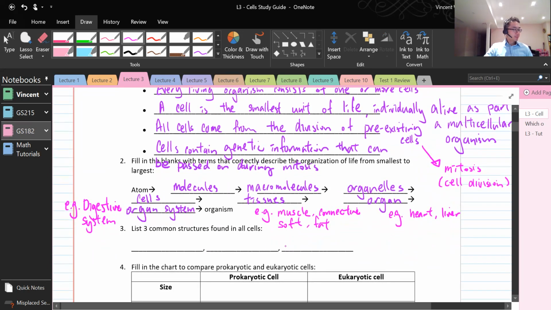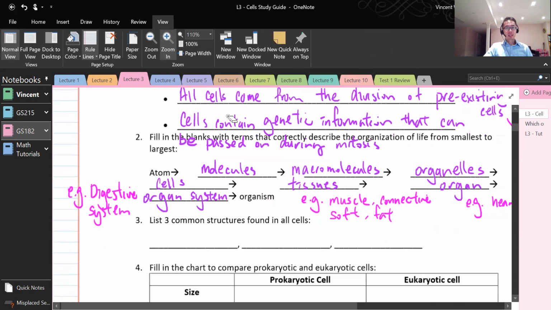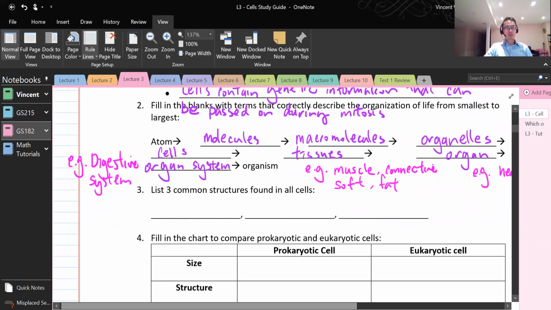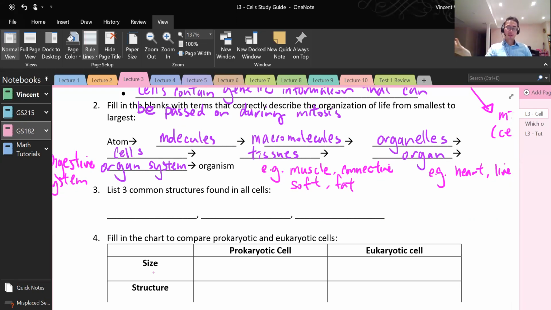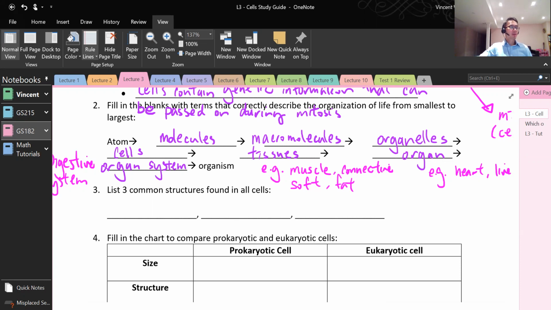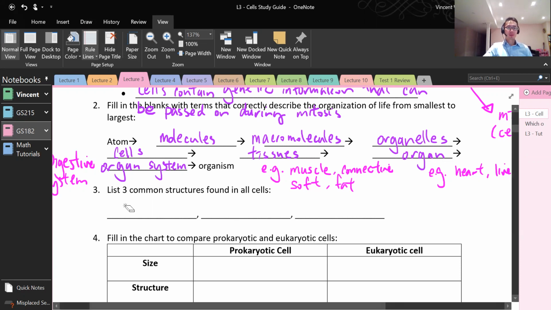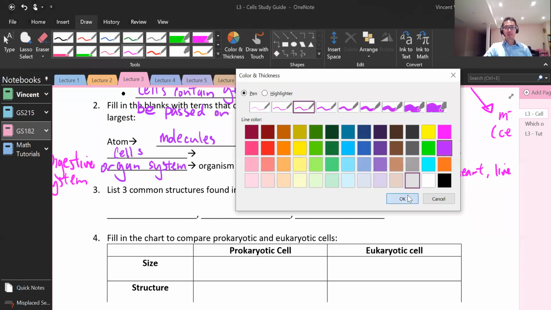List 3 common structures found in all cells. Okay, so cells, they look different. Okay, if you look at a bacterial cell, it looks very different than a human cell, which looks very different from plant cells, and they are kind of unique in their own way. However, there are 3 common structures that we are going to be able to find in all cells. So the first one is the cell membrane.